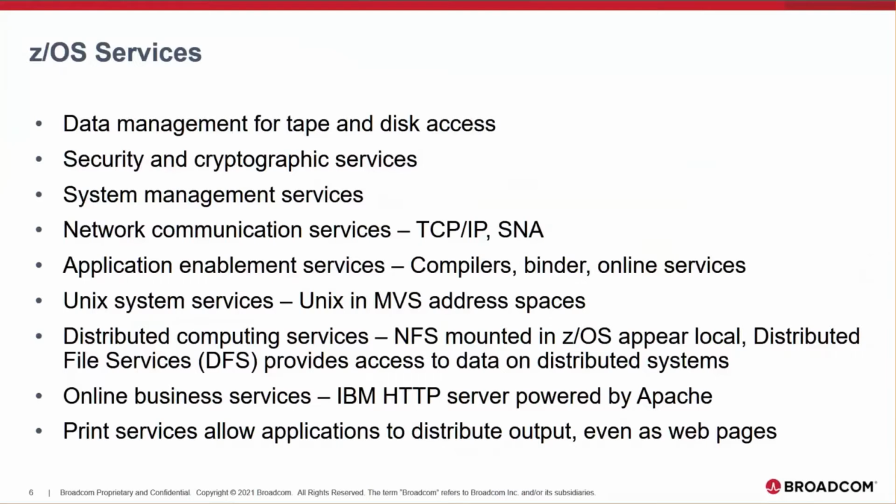Online business services includes the HTTP server. This is powered by Apache. It's called Liberty. It lets you run distributed type processes. I think applications can be running in this Apache server. Also print services that allow you to distribute output, and you can even produce that output as web pages.